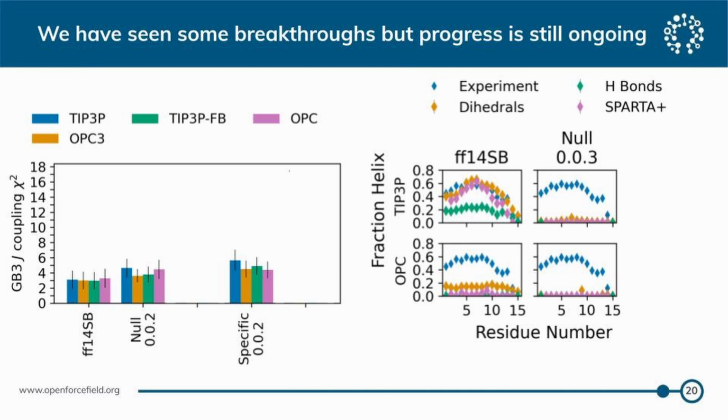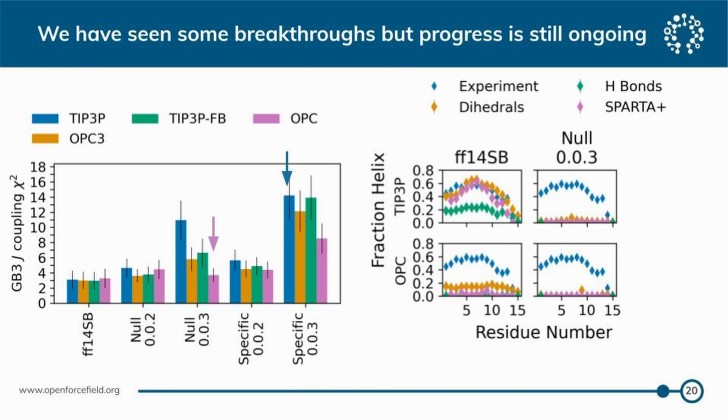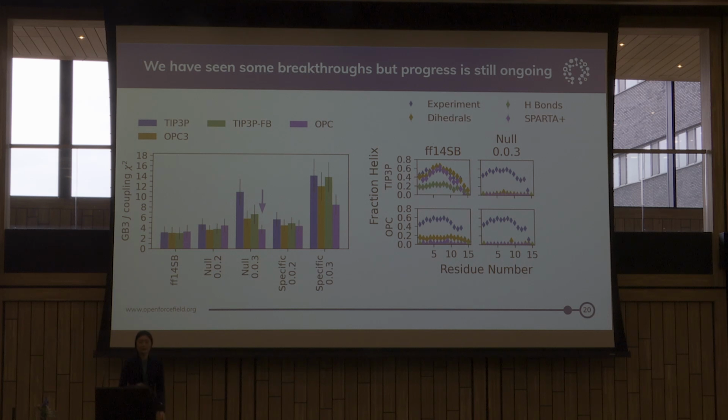That being said, we have made a couple of exciting breakthroughs over the past year. So, for the first time ever, we have a force field candidate that maintains GB3 structure in solution. Yay! That's this one here, there's a pink arrow, and that's null 0.3 in OPC water. The problem is, however, you might notice that's the exact same candidate I showed in this benchmark with this water model, so this still doesn't fall into a helical structure in simulation.